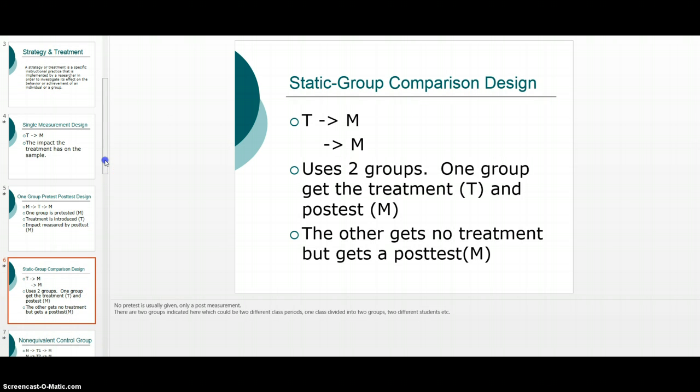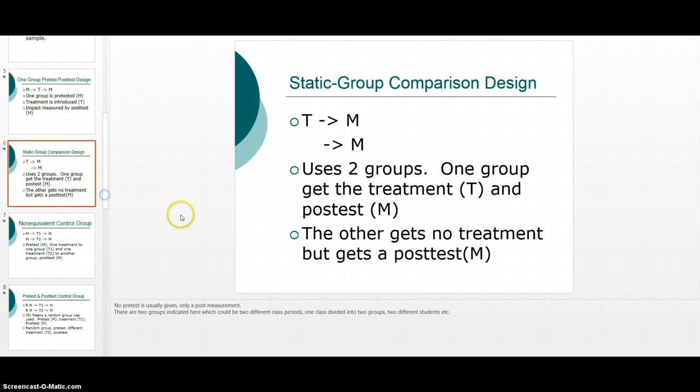The next one is the static group comparison design. This time we have two groups. In one of the groups, the strategy is introduced, and then we take some data or take a measurement. The other group never gets the strategy, but they get the same data collected or the same measurement. So for the groups here, you could use two different class periods. You could divide one of your classes into two different groups, or you might be just focusing on two different students. One of the students gets the strategy and the other one does not.